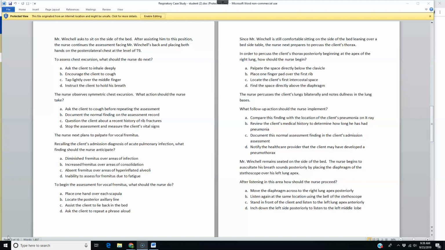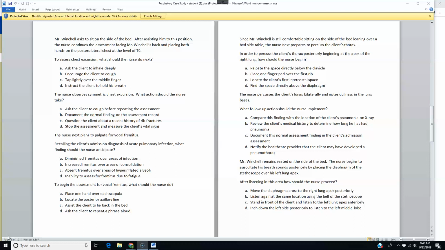The answer to that would be increased fremitus over areas of consolidation. Consolidation are areas where there's fluid, and so we're going to have increased fremitus because sound travels better through fluid. And so that's why your fremitus at this point would be increased, okay? If that doesn't make any sense, I want you to read it over, and then we'll talk about it in class on Wednesday, okay?